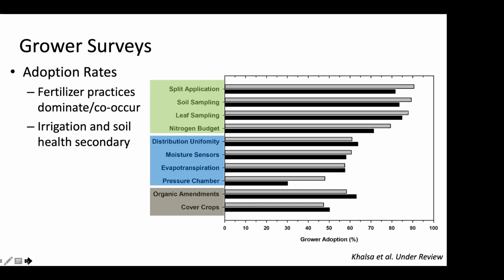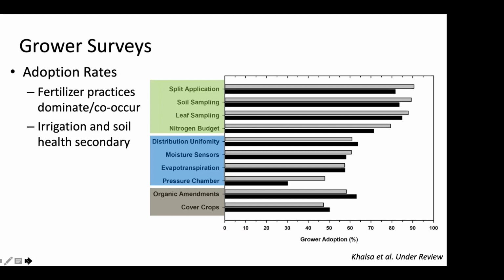And then the ones at the bottom had to do with soil health. And overall, the fertilizer practices did dominate. They were at the highest adoption rates, and often because there's also some co-occurrence between them. Like if you're doing leaf sampling, you're probably doing some soil sampling too. So we kind of deduced that a little bit from these results.